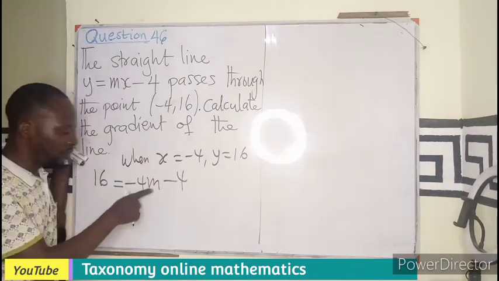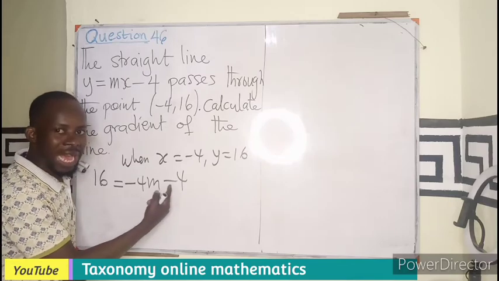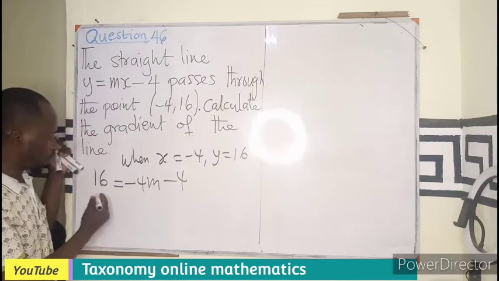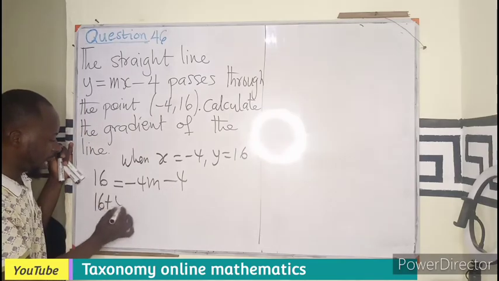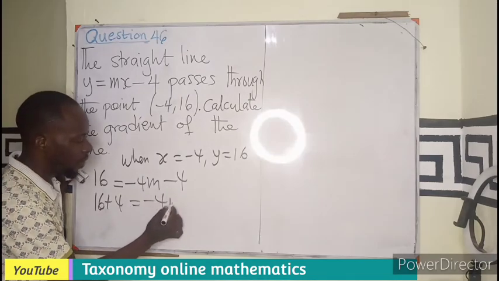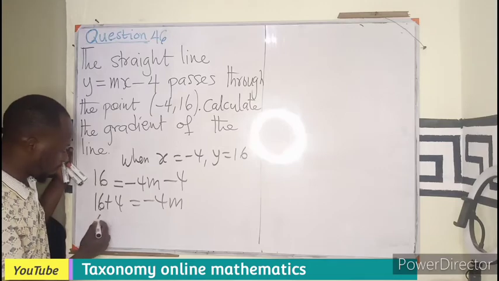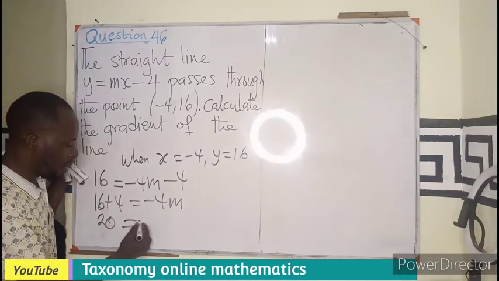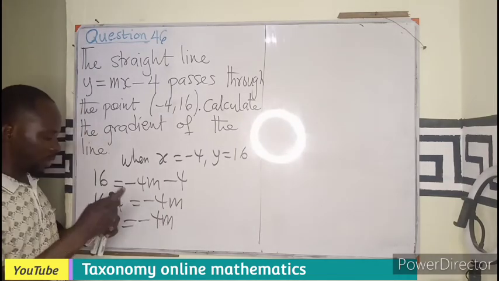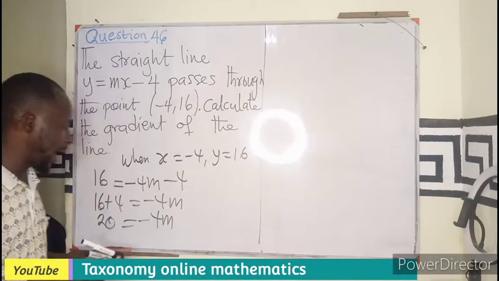I believe you know we are looking for m. So what do we do? We add 4 to both sides. So this becomes 16 plus 4 minus 4m. I believe this will give us 20. So 20 equals -4m, where I am looking for m.